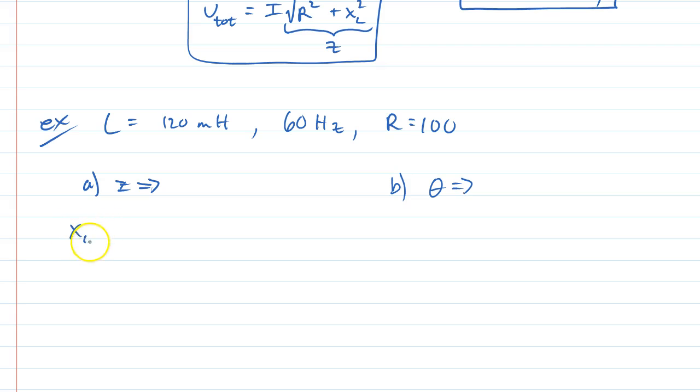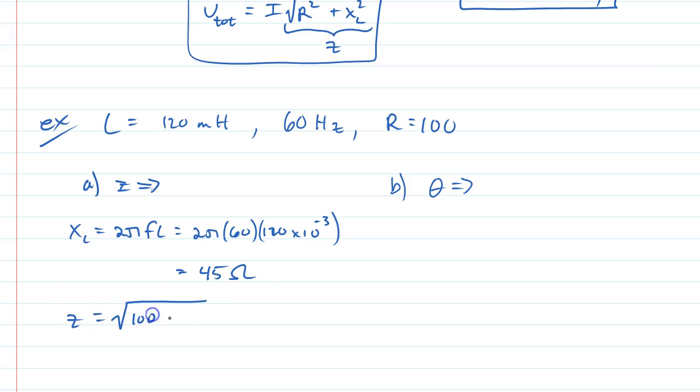Alright, for impedance, you have to figure out XL first, which in this case is going to be 2 pi frequency L. So this is 2 pi, frequency is 60, this would be 120 times 10 to the negative third. Working all that out, you get 45 ohms. Now, overall then, you do the square root of 100 ohms, I forgot to put the ohms here, 100 squared plus 45 squared, which, let me calculate that, that's going to end up being 110. So that's the impedance.